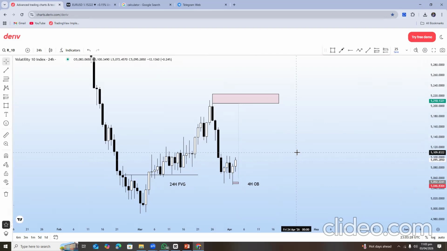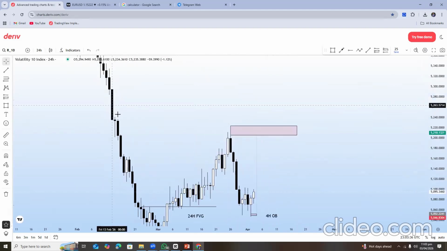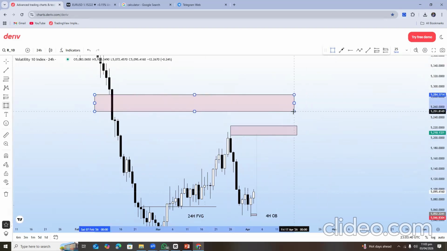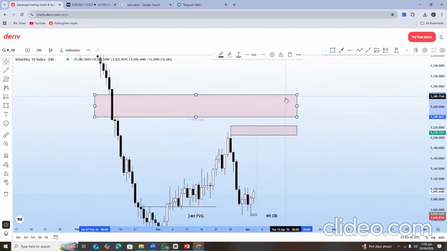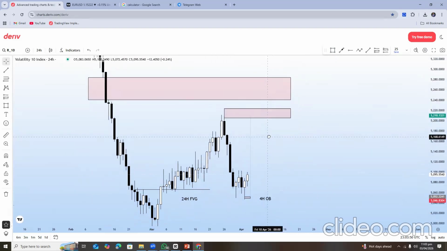So, yeah, I want to believe this is clear enough and that we have understood the concept of order blocks and fair value gap. Just look at it over here, the 24 hours, we have a fair value gap here. So when the market trades into it, we are expected to sell for a while.